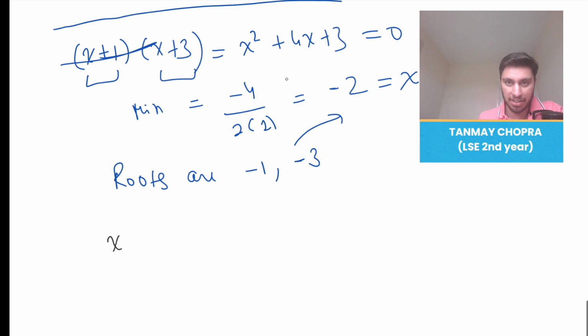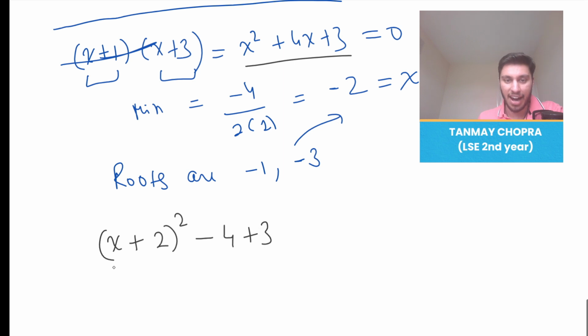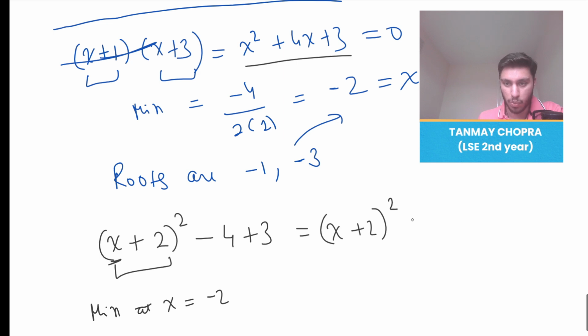If you were to complete the square for this expression, you will have (x plus 4/2, which is 2) x plus 2 squared minus 4 plus 3. And you already know when you complete the square, the x value which makes this bracket 0 gives you the minimum point. So this is at minimum at x equals 2. x equals -2, I mean. Because that's the value which will minimize this bracket, equal to (x plus 2) whole squared minus 1, right?